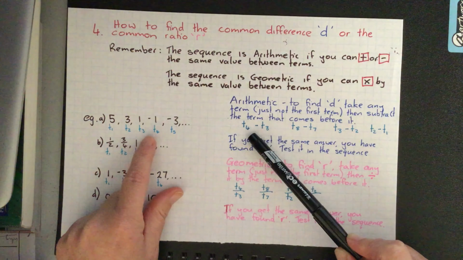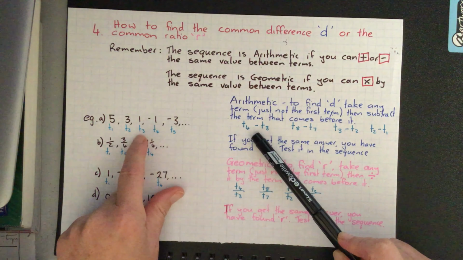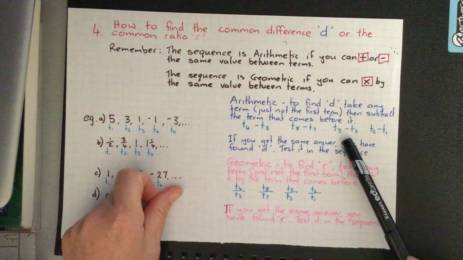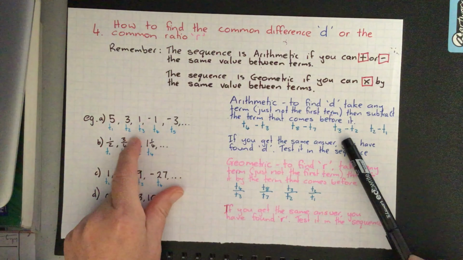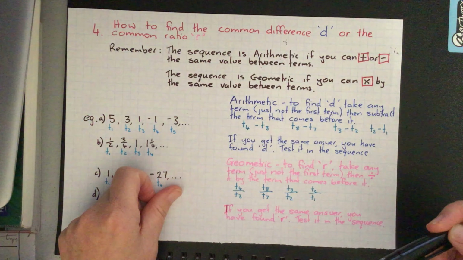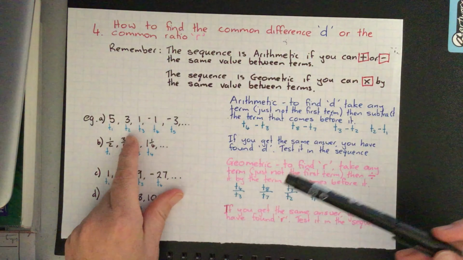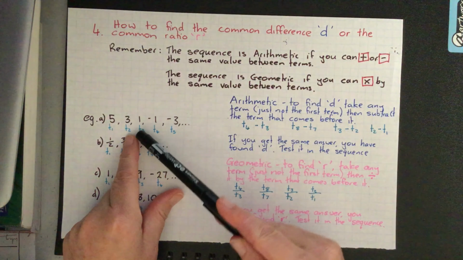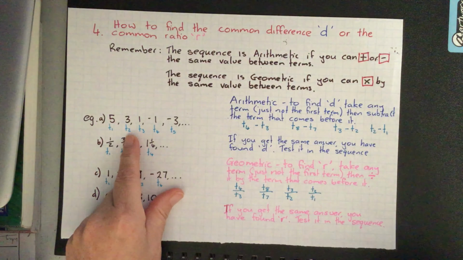Okay, so as you can see, if I took term 4, I would subtract term 3. If I chose term 8, I would subtract term 7. If I took term 3, I would subtract term 2. I just can't choose term 1 because there is no term 0. Choose term 2, you can subtract term 1 from it.